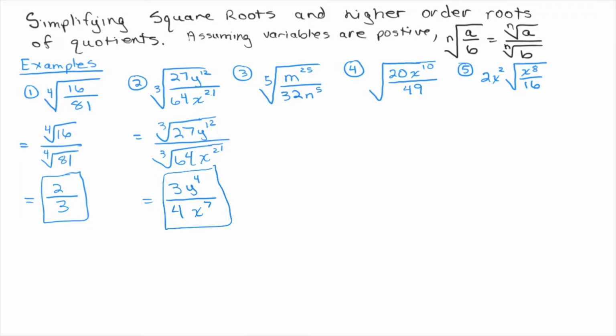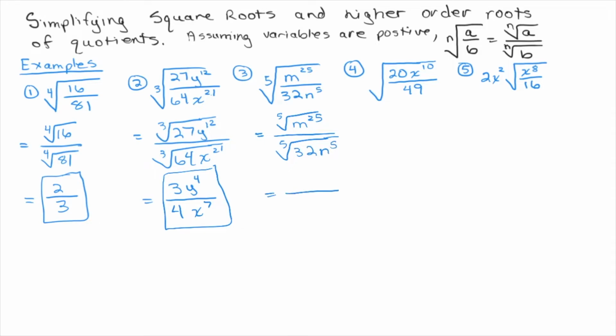All right, going on to the third problem here. We have a fifth root. Same thing, we're going to do the fifth root of the numerator, so the fifth root of m to the 25th over the fifth root of 32n to the 5th.